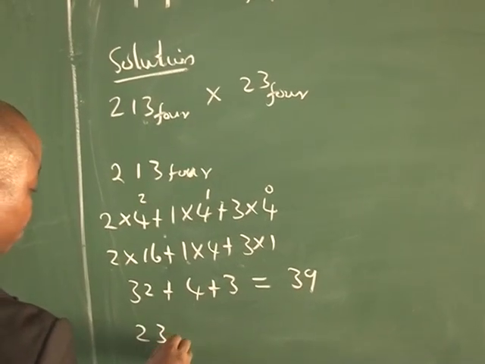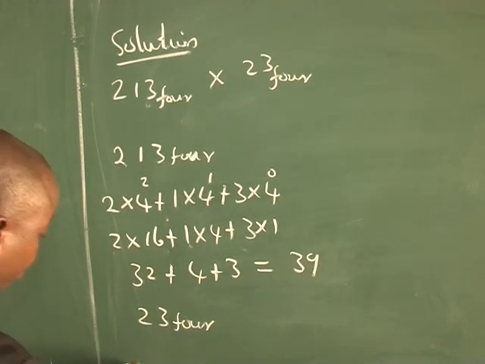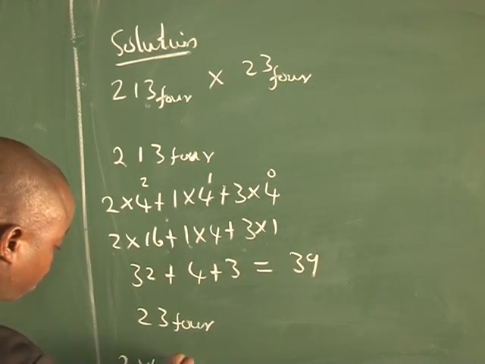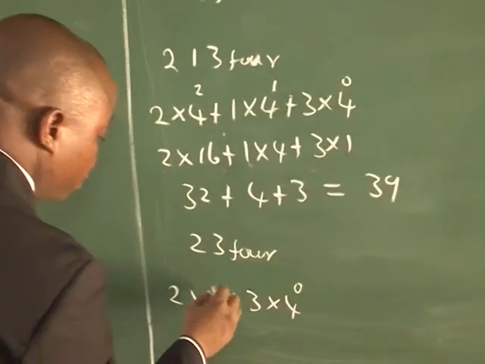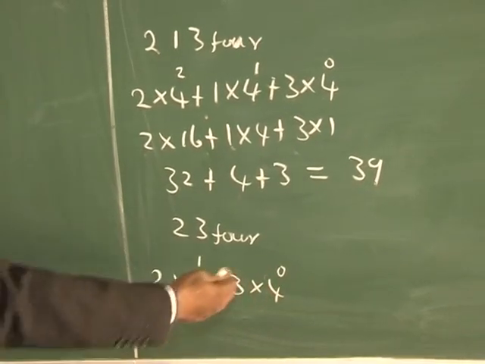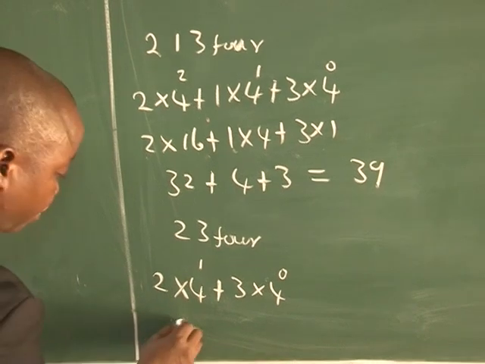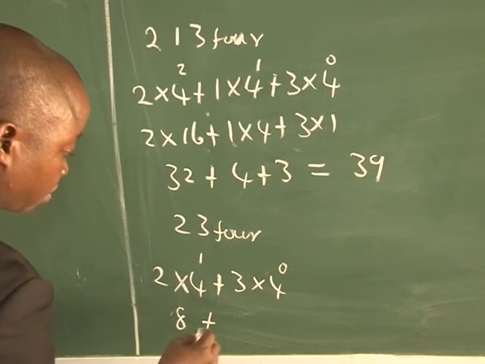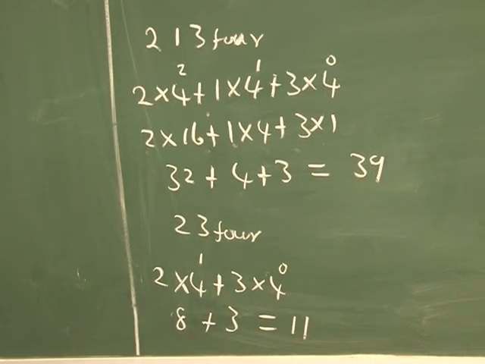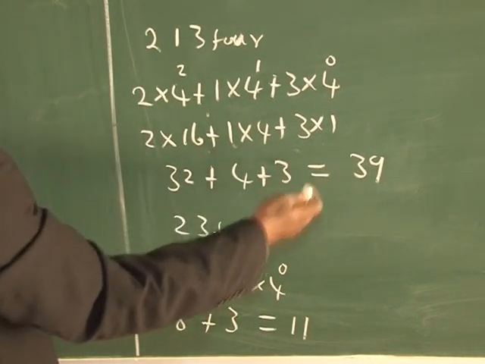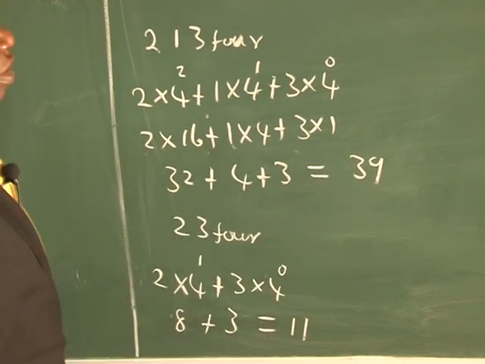Next, we convert 23 in base 4 to base 10. That gives us 2 times 4 plus 3 times 1, raising the power from 0 in increasing order. So this will give us 8 plus 3, and this is 11. Now that we have converted this to base 10 and also this to base 10, we are going to multiply them.